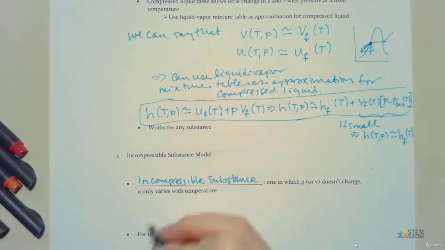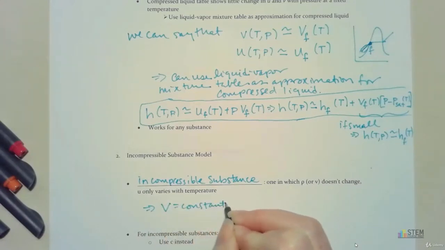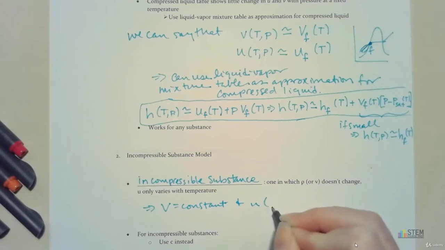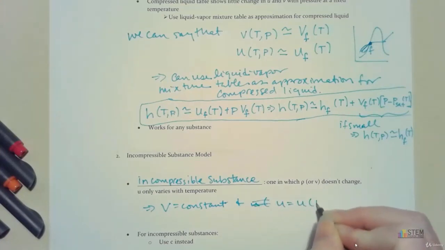Our internal energy is only going to vary with temperature. Okay, so we can write this and we can say V is constant and U is just a function of temperature. And when I write things like this, we're basically saying you just have one temperature, and that temperature is all you basically need to find that U value. Pressure is not going to matter in this case.